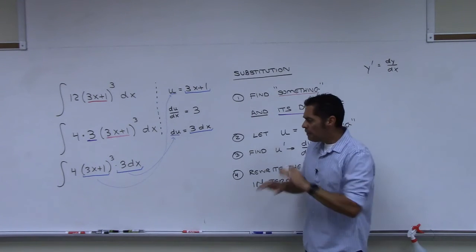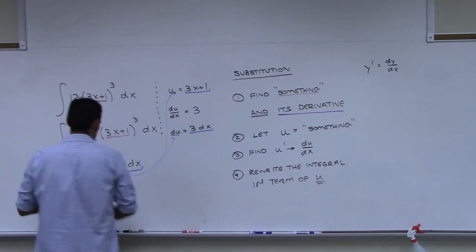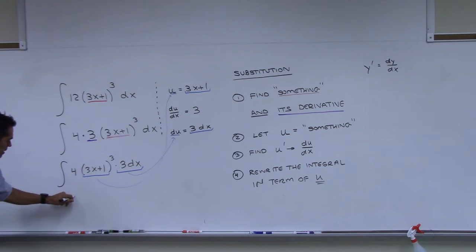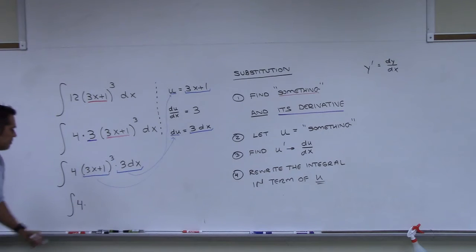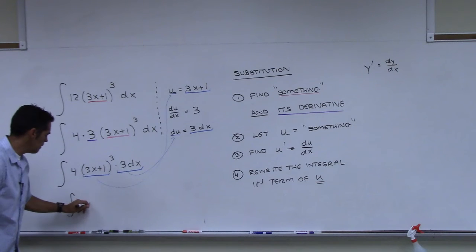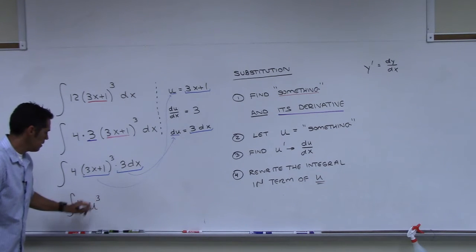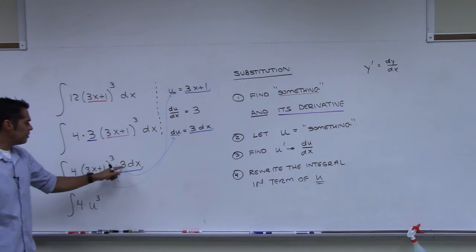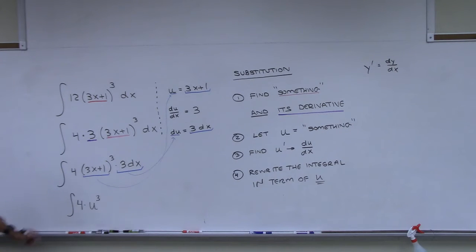So if I rewrite the problem now in terms of u, this will be the integral, 4 doesn't change, that's still there, times, now this is replaced with u, so this will be u cubed. And then what am I replacing 3 dx with? du.